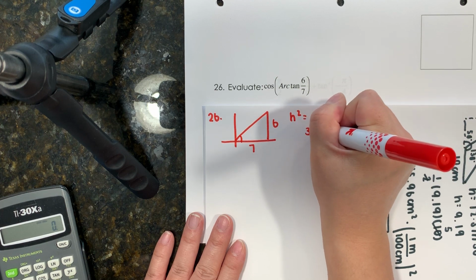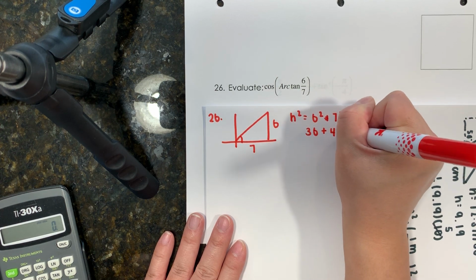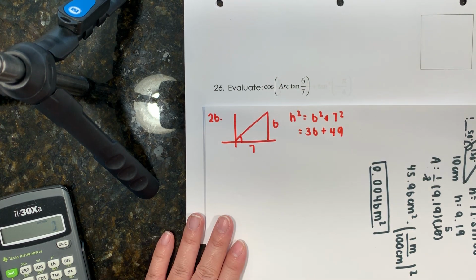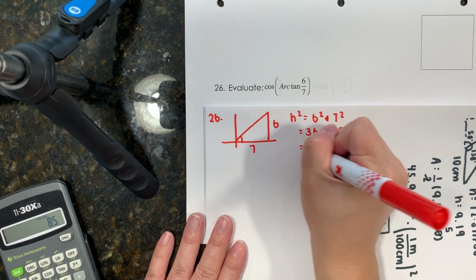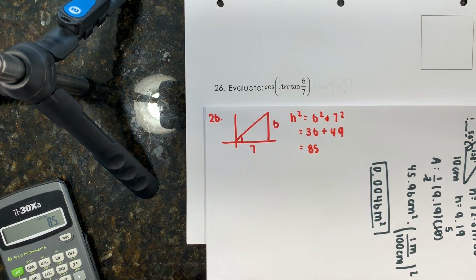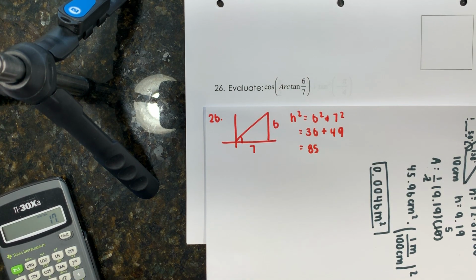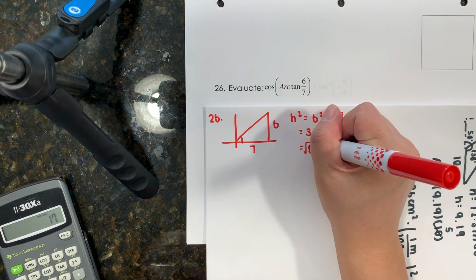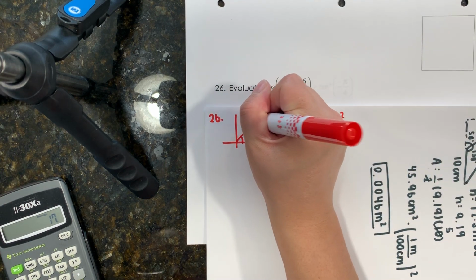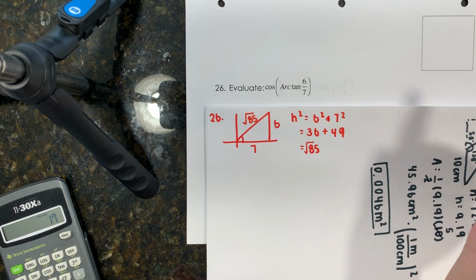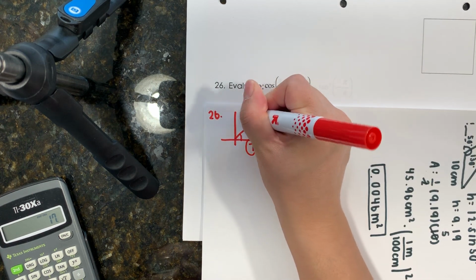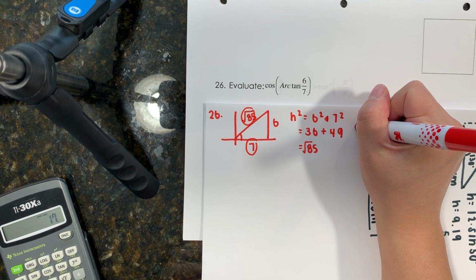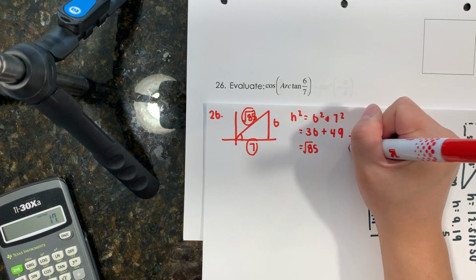So I have 36 plus 49 would be 85. I don't think you can take the square root of that. Yeah, so that would be just the square root of 85. But then what we're doing is we're actually taking the cosine of this triangle, and cosine is adjacent over hypotenuse. And that would be 7 over root 85.